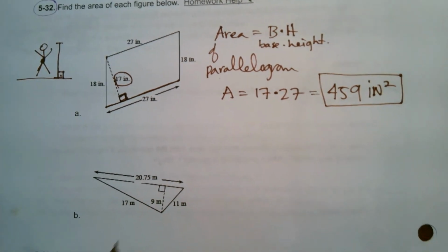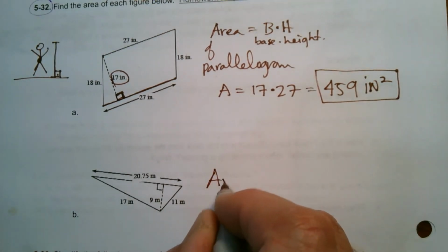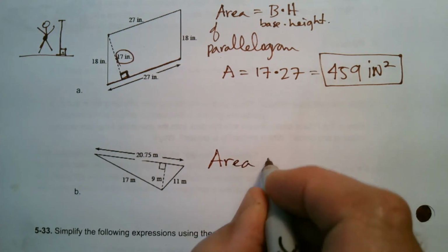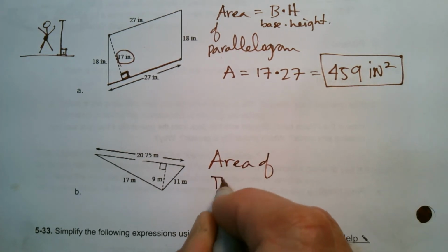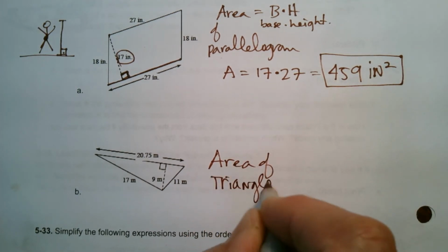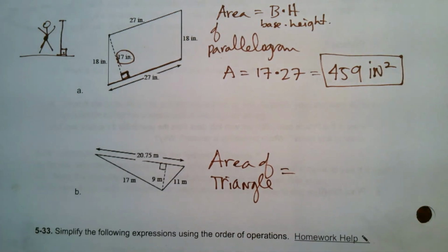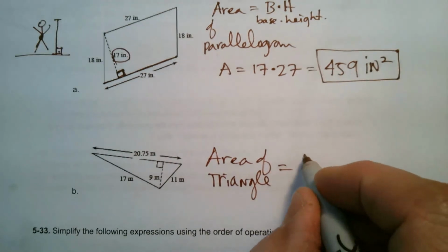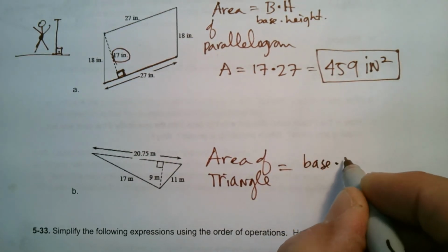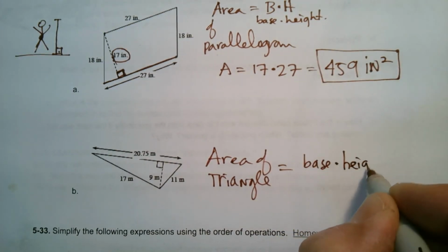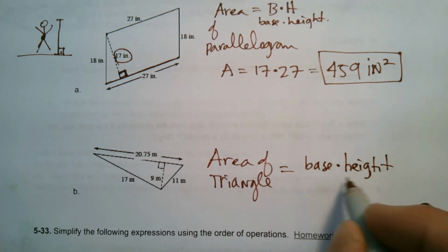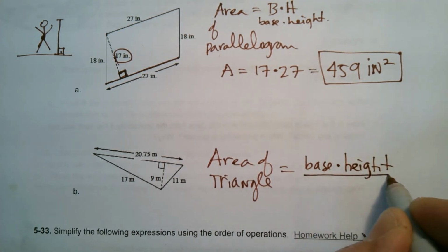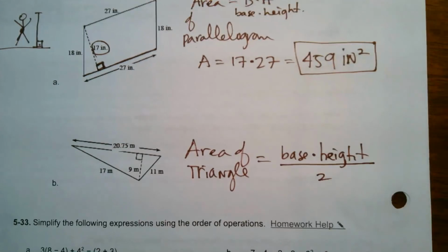For B, this is a triangle. So area of a triangle, the formula for area of a triangle is taking again, base and height. So I'll write it out. Base times height is the start, but this time we take that base times height and then we divide it by 2.